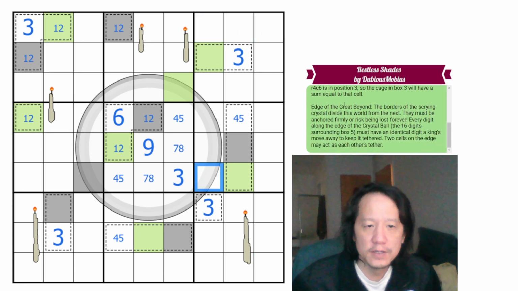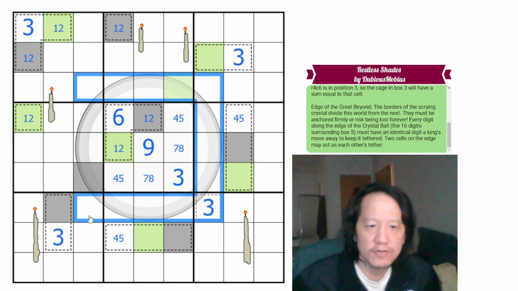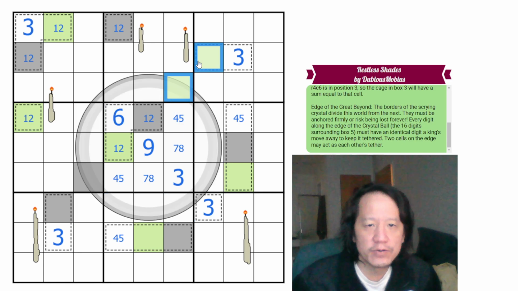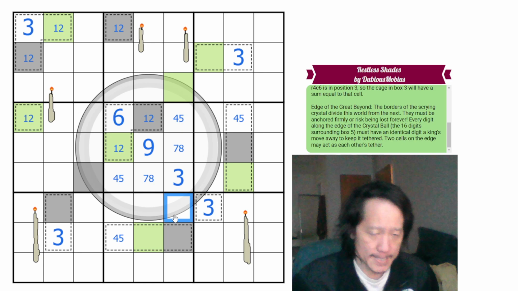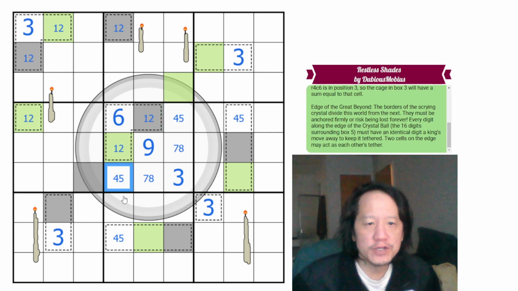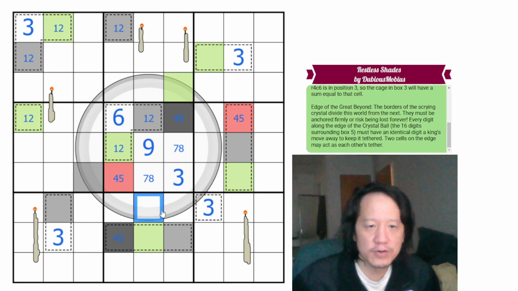Okay. In the cells surrounding box 5, we know that there has to be a tether. Well, it already is there. So these two are already there. That's fine. For these two cells, we know that they're not the same as that one. So this one corresponds to this one, and is not the same as that one. Therefore, this must be the red one. This has to be then the dark gray one.